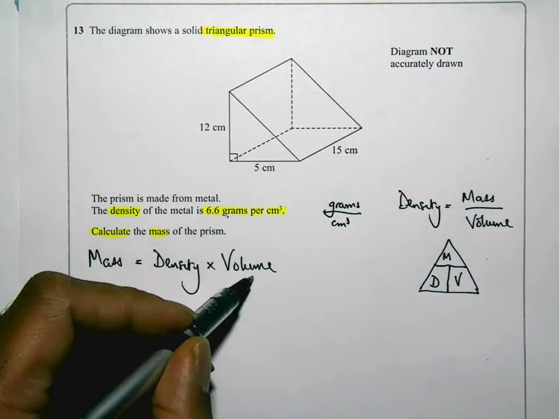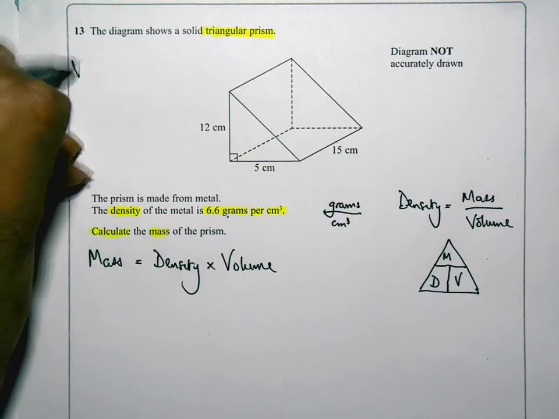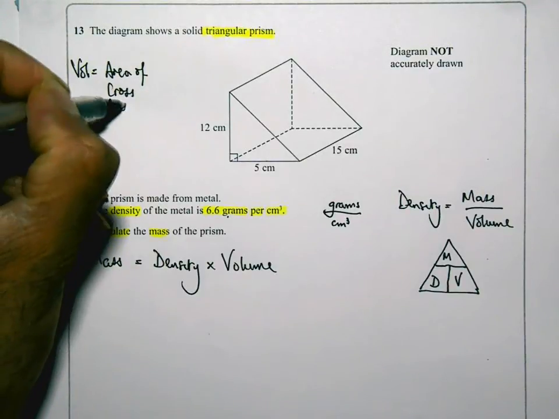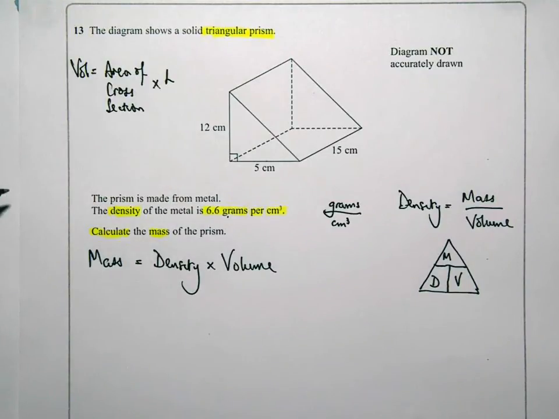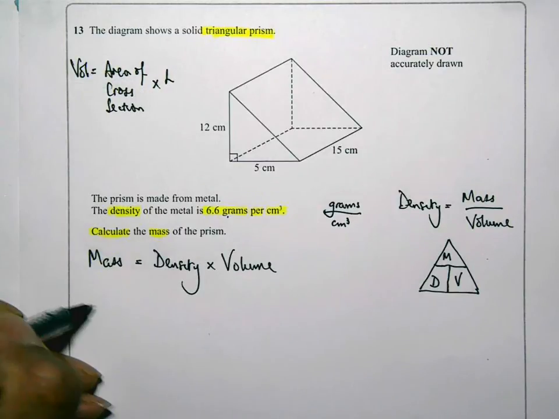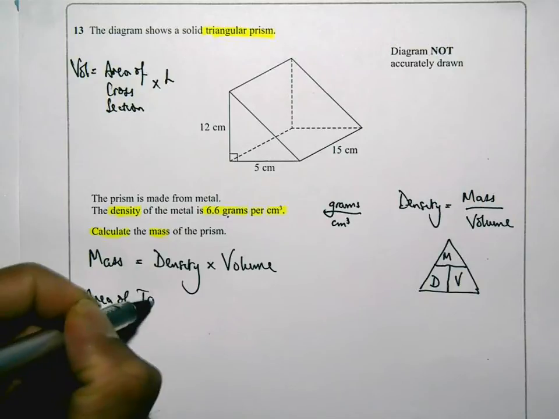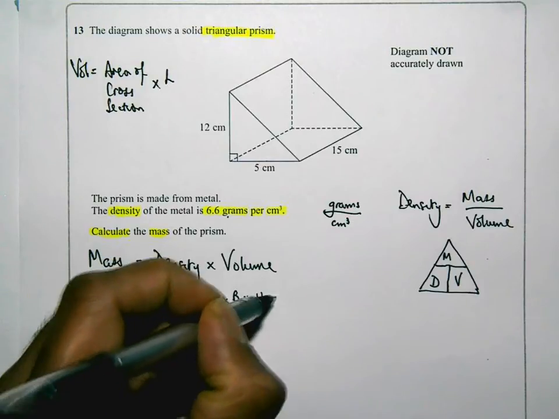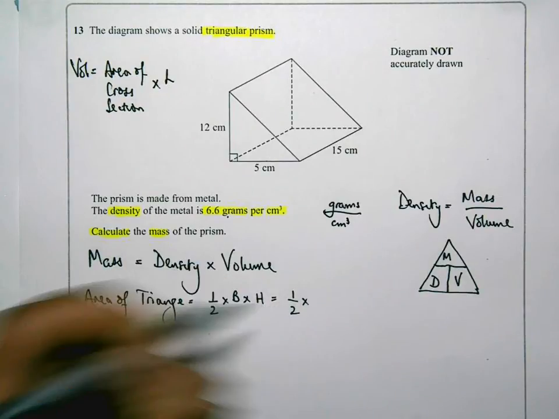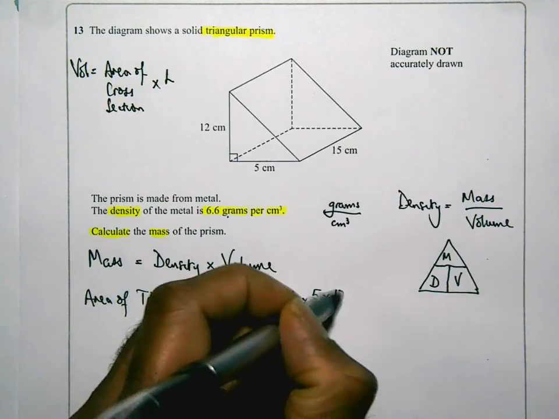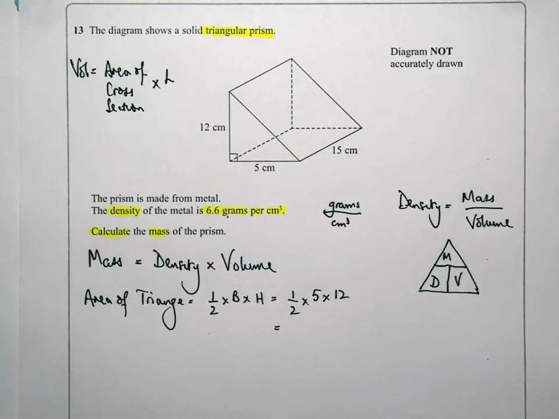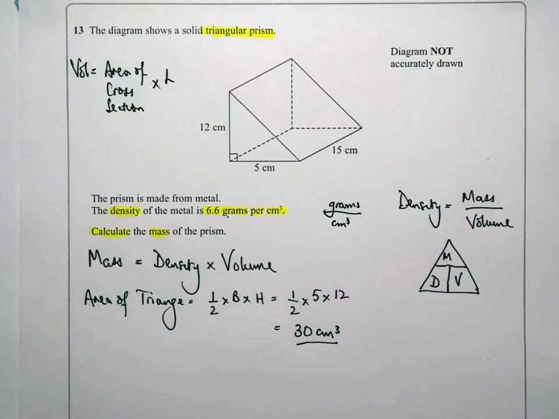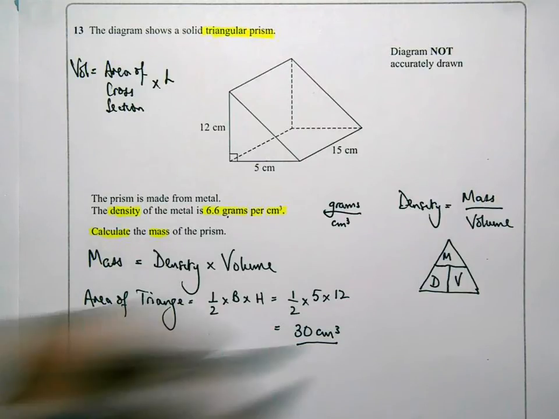And that's where my formula, volume is equal to area of cross section times the length, is going to help me. Now the area of this triangle, area of triangle, is half base times height, and that means I need to work out half of the base, which is 5, times the height, which is 12. Now 5 times 12 is 60, and half of 60 is 30. Now you can use your calculator to help you work that out, but that's centimeters squared, that's the area of the triangle.